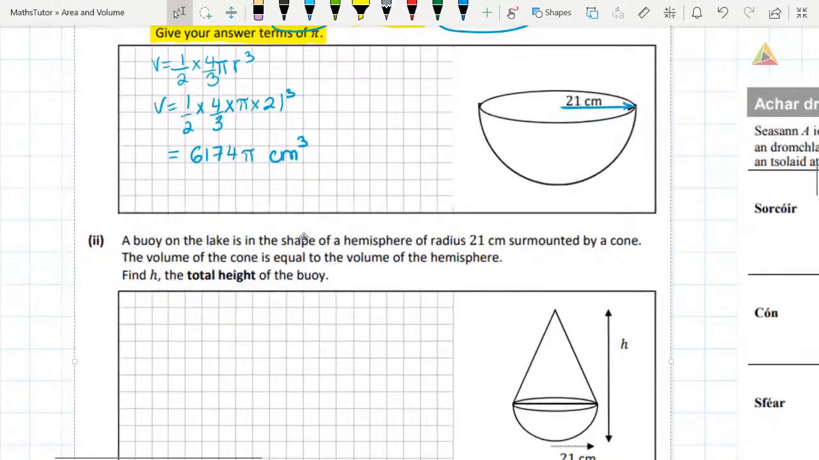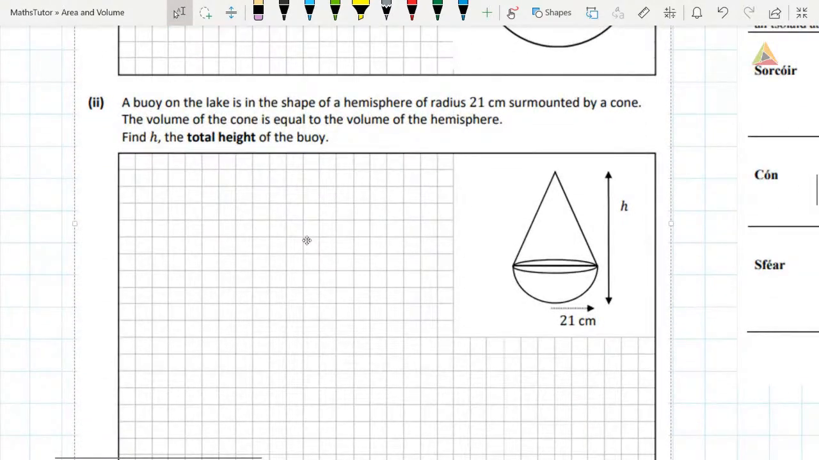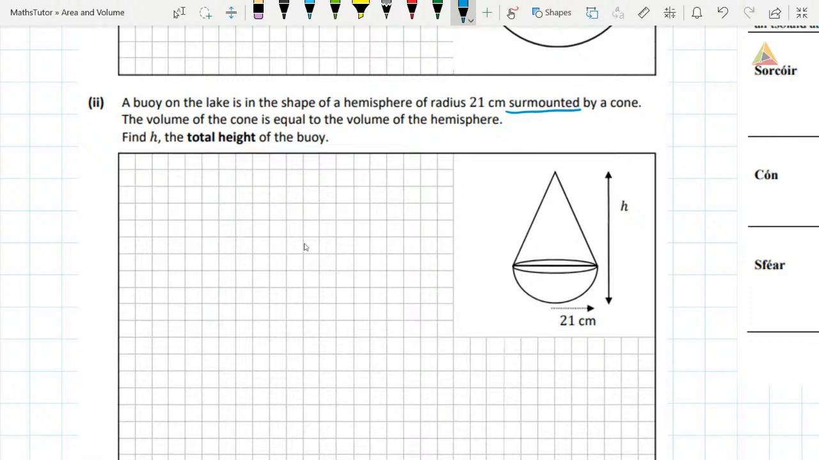The second part of part B says a buoy on the lake is in the shape of a hemisphere of radius 21 centimeters surmounted by a cone. Okay, so we see this unusual word, surmounted by a cone. That looks a bit complicated, but when I look at the picture down here, I can see that it's just a hemisphere with a cone on top of it. The volume of the cone is equal to the volume of the hemisphere. Find h, the total height of this buoy. So I'm looking for the total height of it.